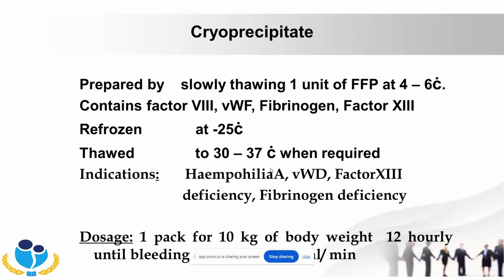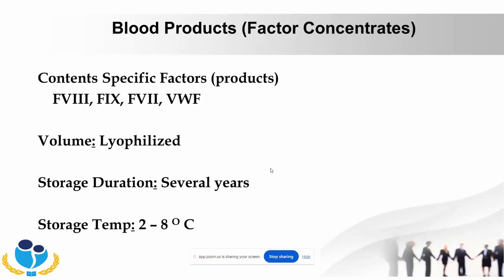Cryoprecipitate contains an adequate amount of factor 8, von Willebrand factor, fibrinogen, and factor 13. It is indicated when individual factors are not available for hemophilia A, von Willebrand disease, factor 13 deficiency, or fibrinogen deficiency. 1 pack per 10 kilograms of body weight, every 12 hours, should be administered until the clinical condition of the patient improves.